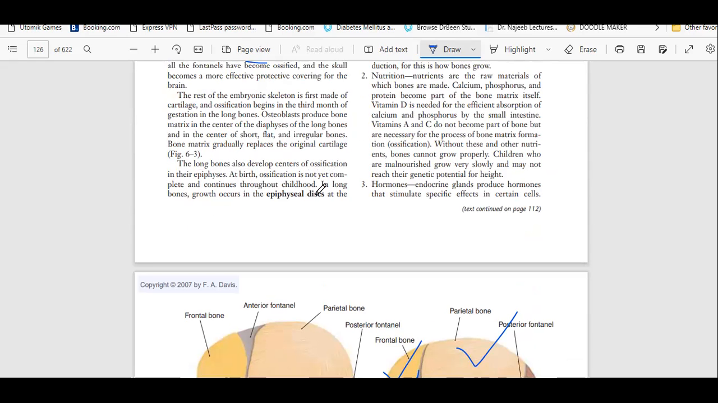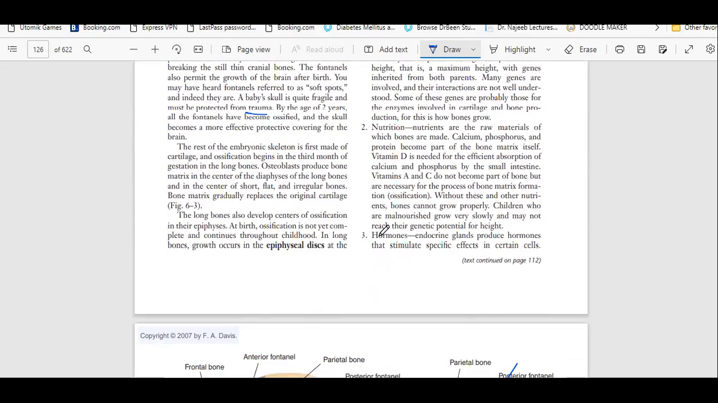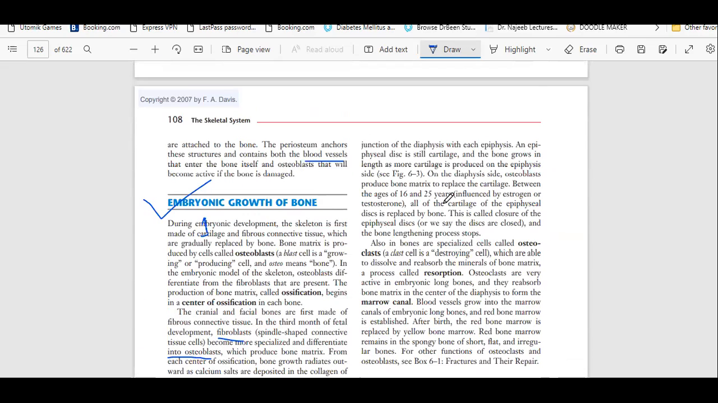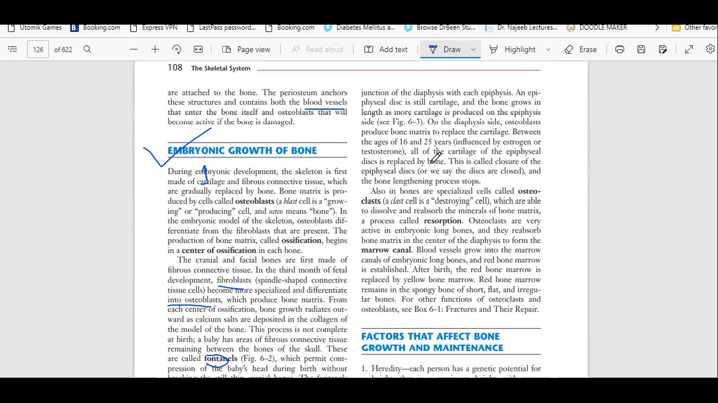In long bones grows an epiphyseal disc at the junction of the diaphysis with each epiphysis. An epiphyseal disc is still cartilage, and the bone grows in length as more cartilage is produced by the epiphysis side. So whatever I told here, it is in written form. Okay. On the diaphysis side, osteoblasts produce the matrix to replace the cartilage.